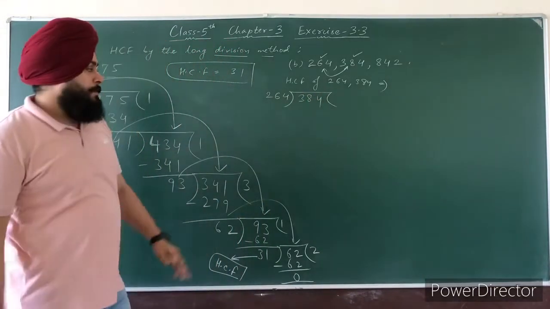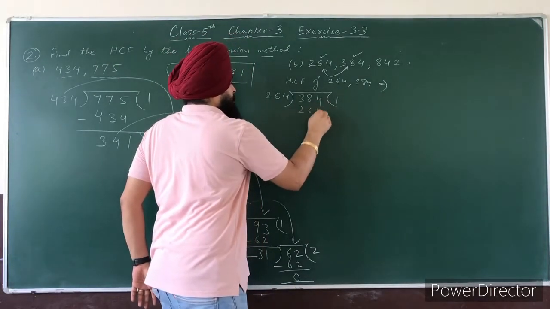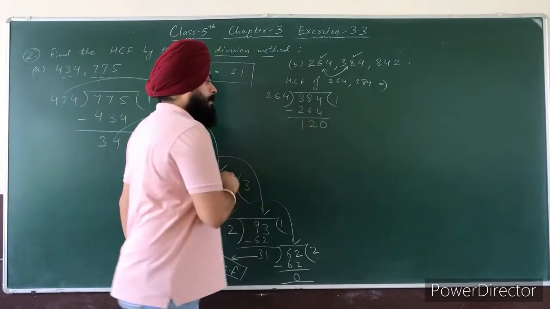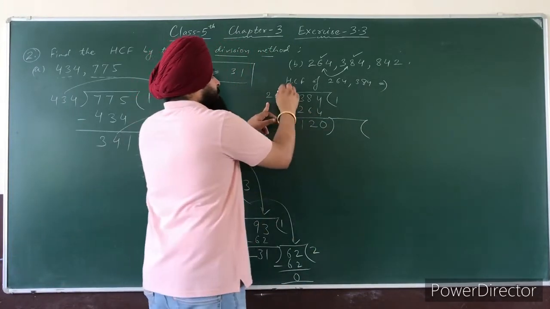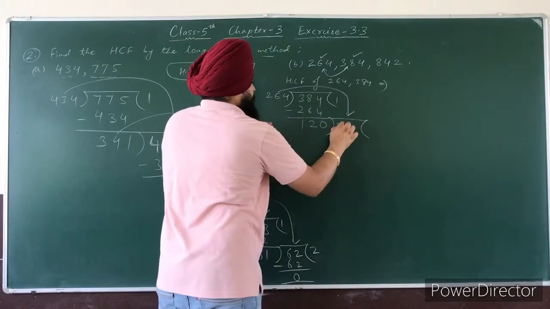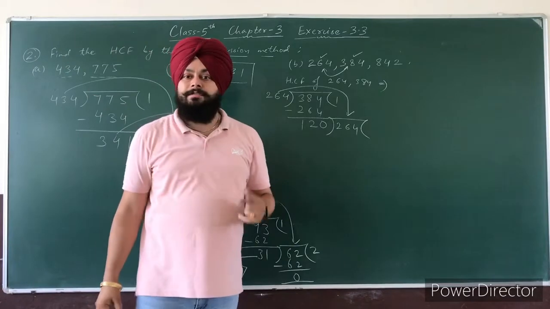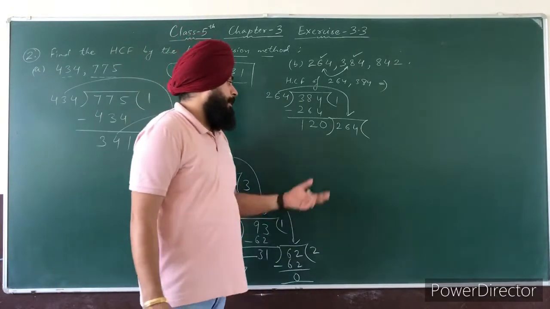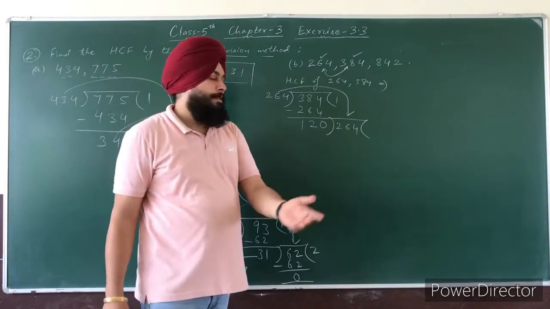Alright students, so the first 264 ones are 264. Next 4 minus 4 is 0, 8 minus 6 is 2, 3 minus 2 is 1. So now this remainder becomes our new divisor and the previous divisor is our dividend, right here 264. Now 120 ones are 120, 120 twos are 240. 120 threes are how much? 360, which is greater than this 264.